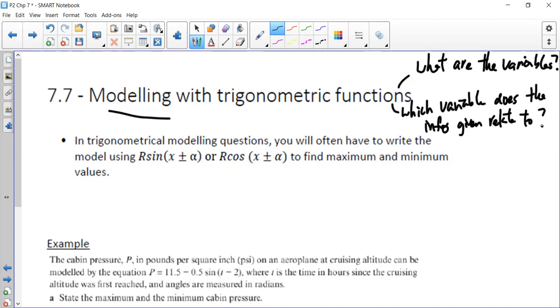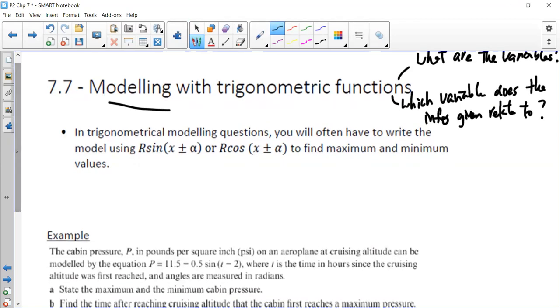Okay. Right. So today we'll look at modeling with trig functions in particular. Now, previously, you have learned how to write in R sine x plus or minus alpha or R cos x plus or minus alpha to find maximum or minimum. If you forget about this, this is chapter 7.5. I've broken it into two lessons, 7.5.1 and 7.5.2. The first lesson is about how to rewrite them into R sine x plus or minus alpha form, and part 2 is about finding maximum and minimum. If you forgot all of them, I suggest you go back and watch them again.